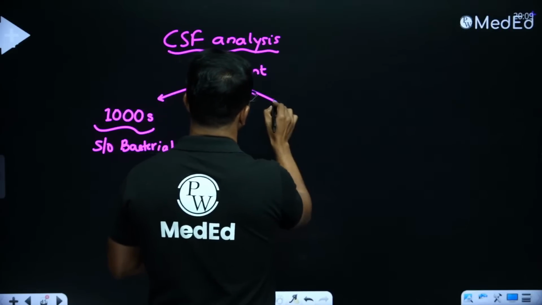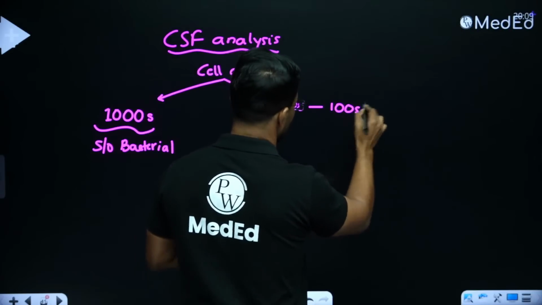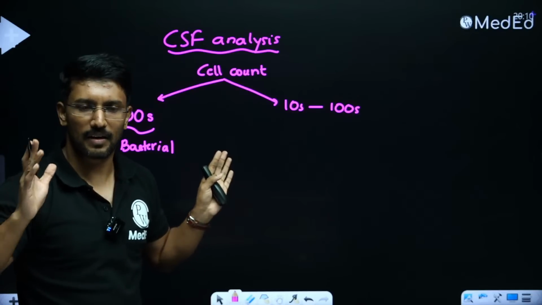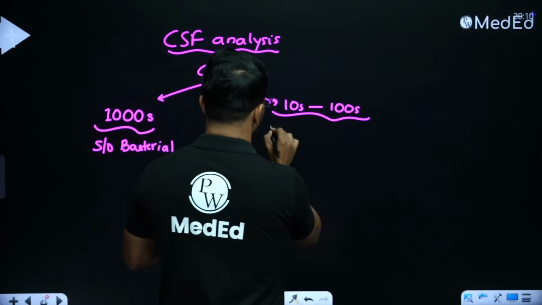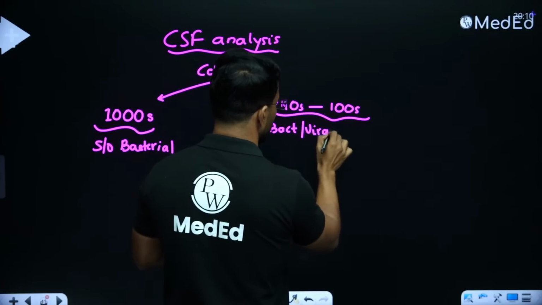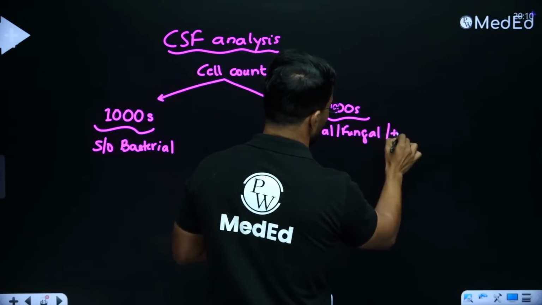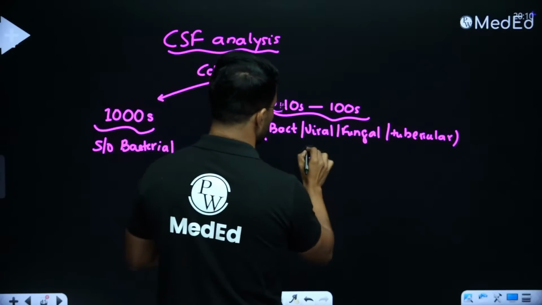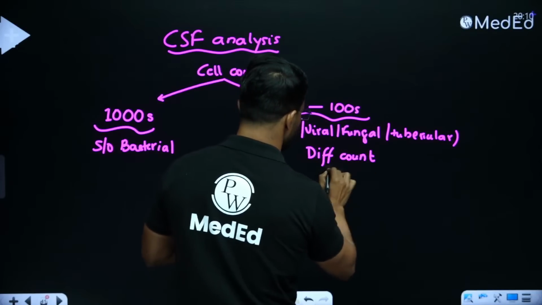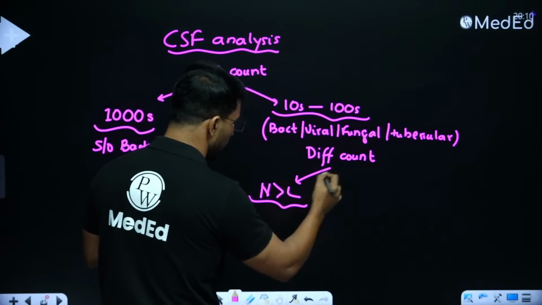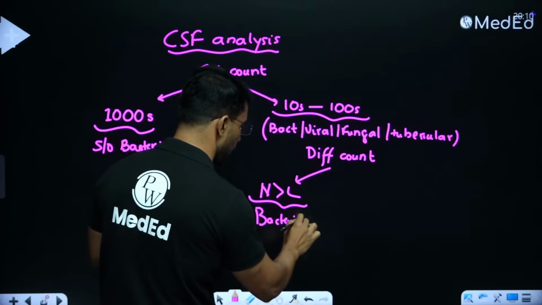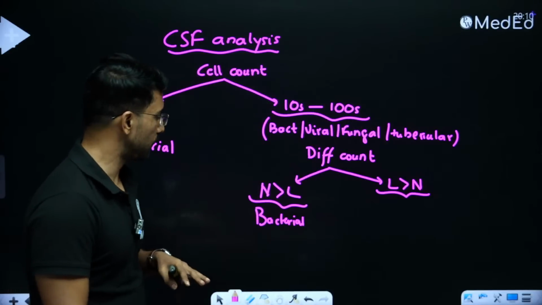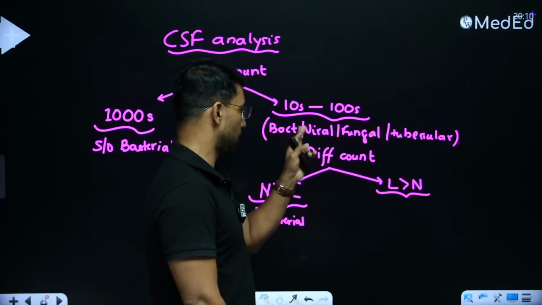When it is in tens to hundreds, like 10, 20, 30, 40, 50 or hundreds, like 300, 400, 500, 600, 800, not in terms of thousands, it could be anything: bacterial, fungal, viral, tubercular. Now how will I differentiate in that case? The next thing you should see is the differential count. If the differential count is neutrophil predominant, we know it is bacterial. But if it is lymphocyte predominant, more than 50% cells are lymphocytes and less than 50% are neutrophils, then it could be viral, fungal or tubercular.